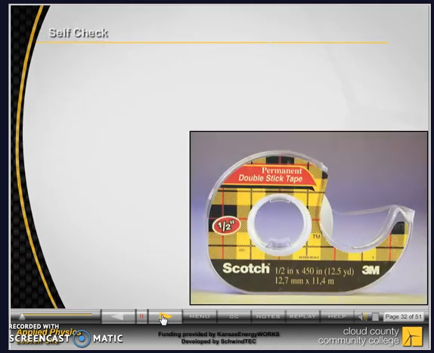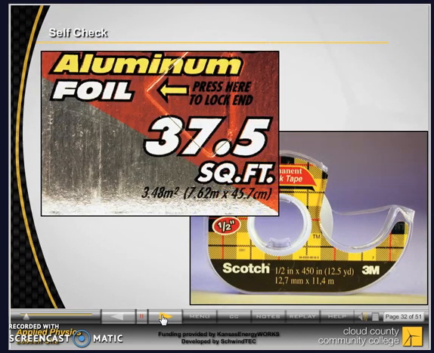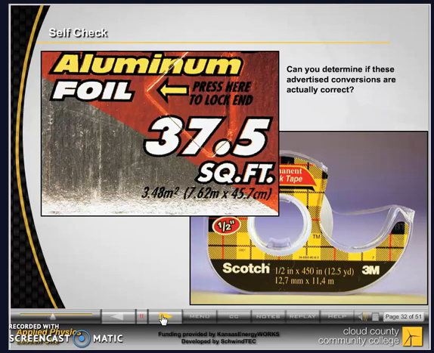Here are a couple more self-check problems that you can do. If you are only used to purchasing these items in a U.S. store and you travel to Europe, how would you know if you weren't getting ripped off from these companies? Can you determine if these advertised conversions are actually correct? Using dimensional analysis, do the exercise on your own and see if you can show that these packaging claims are actually correct. Does 37.5 square feet actually equal 3.48 square meters? How about the Scotch tape claim?